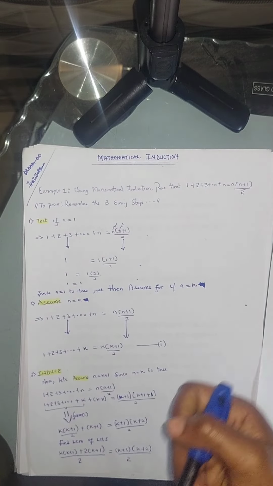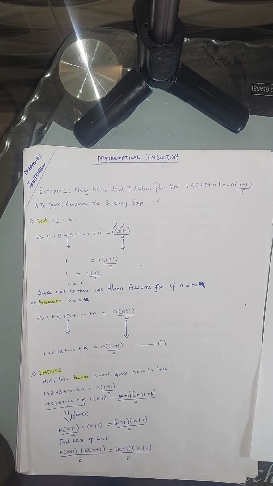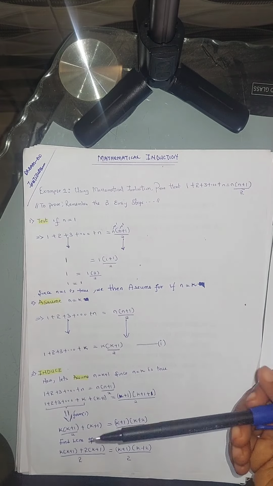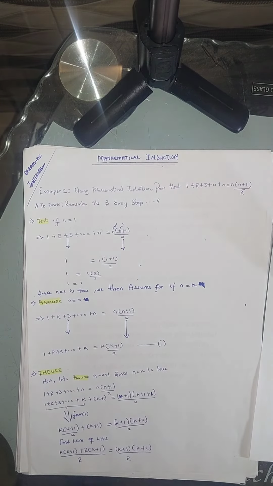Now I said if n equals 1 is true, then you test for when n equals k, don't forget. So now if n equals k, it means anywhere I see n, I put k. I don't know if you're getting it.